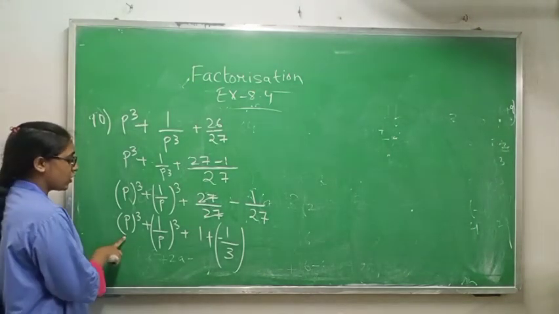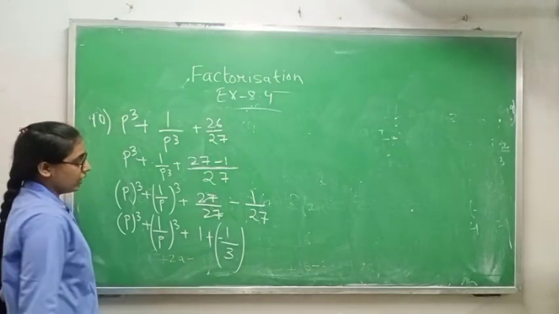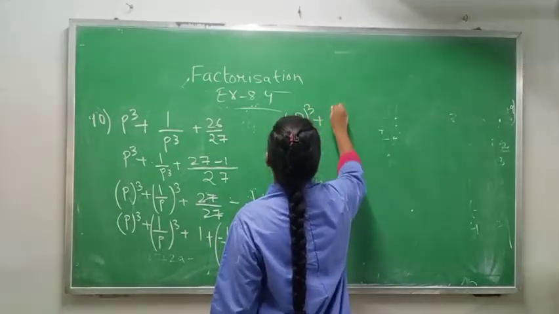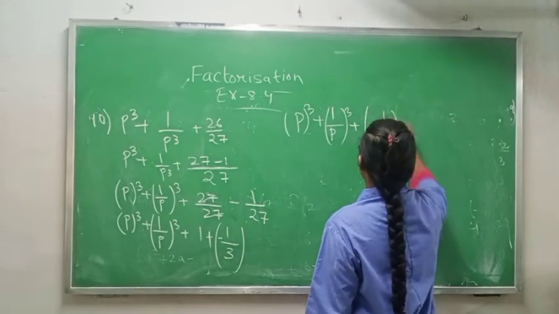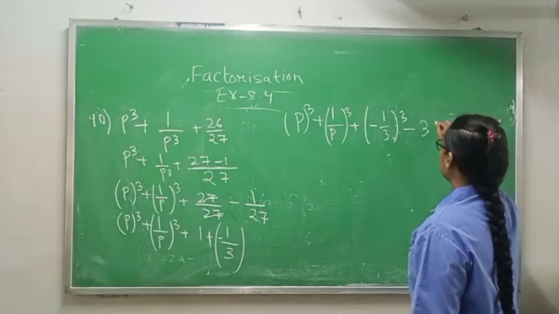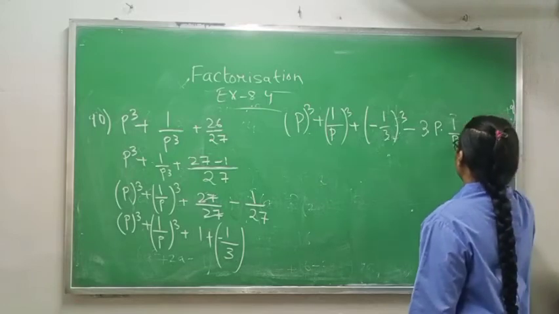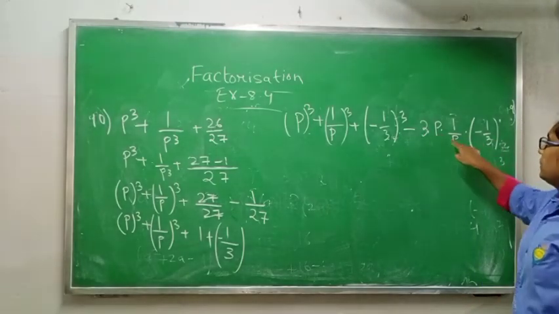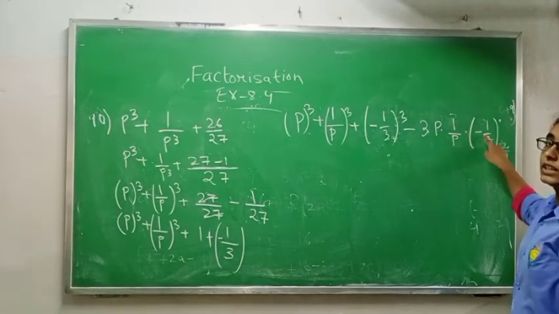Now this one is our x cube, this one is y cube, and this one is z cube. Okay. And why I am telling you, p cube means x cube plus 1 by p cube plus minus 1 by 3 cube minus 3xyz. Here x is p, y is 1 by p, and z is minus 1 by 3. Okay. Now you can see 3 can cancel, p can cancel, and 1 into 1 is 1, minus 1 and minus 1 will give you plus 1.